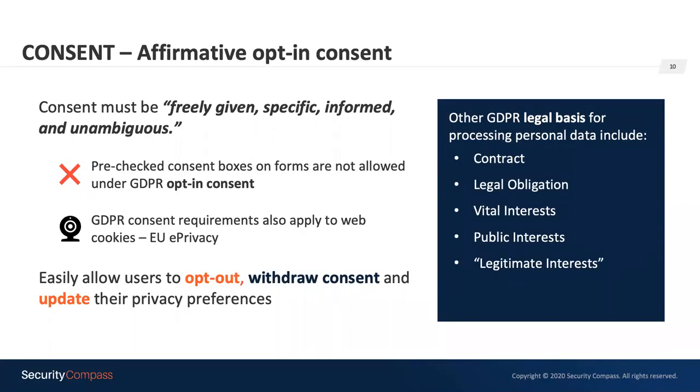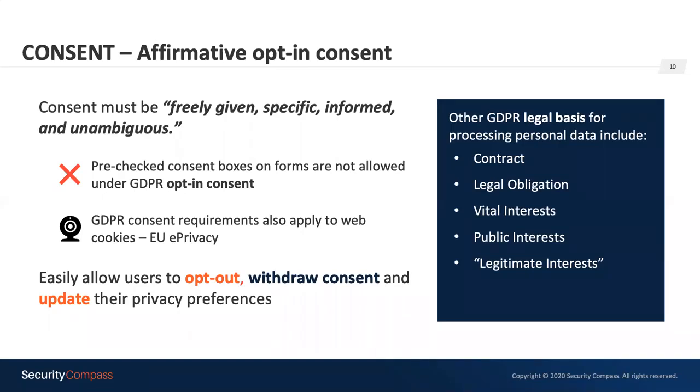So consent is one of the main features of the GDPR. Under the GDPR, consent must be a clear affirmative action before a company can begin collecting and using an individual's personal data. Consent must be freely given, specific, informed, and unambiguous. This means that under the GDPR, pre-checked consent boxes on web forms and pages that collect information are not allowed. And the consent requirement also applies to web cookies and tracking pixels.